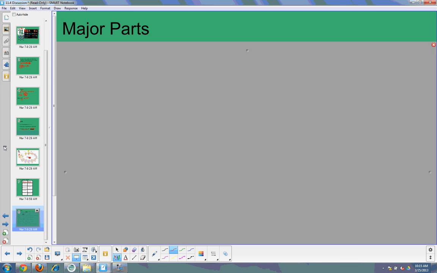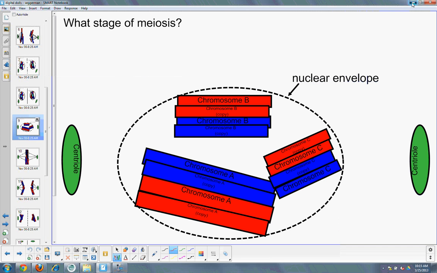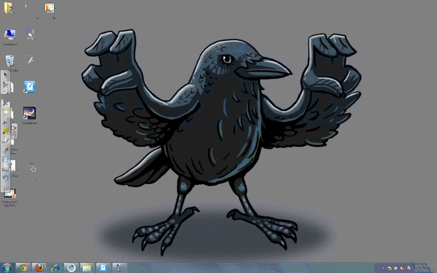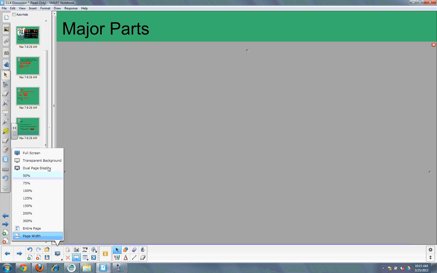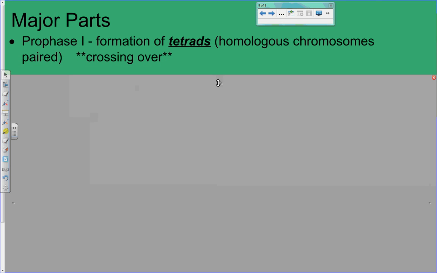So the major parts in prophase 1, we have the formation of these things called tetrads. So these are the homologous chromosomes paired and with their sister chromatids. Okay, so let's take a look at what this means. Let me make a new slide here.